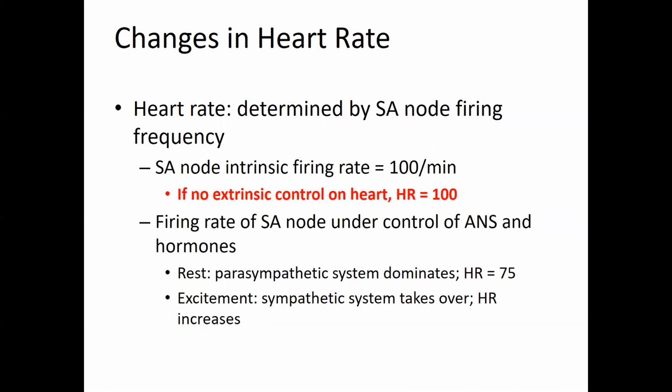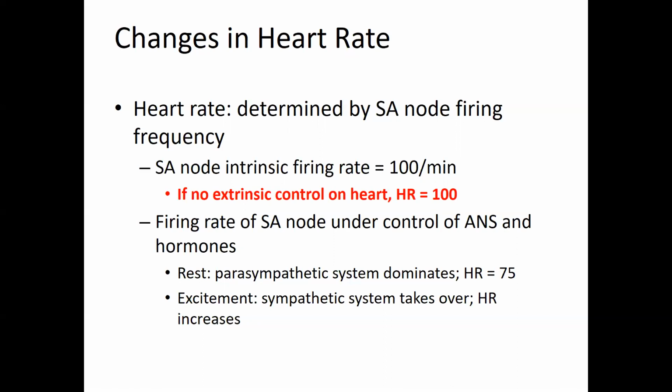When the SA nodal cells are in the body, they are under the control of the autonomic nervous system. And you know that at rest, the parasympathetic division of that nervous system slightly dominates. This is what keeps the heart rate reduced at about 75 beats per minute. Alternatively, if the body is in an excited state, the sympathetic nervous system is slightly more dominant, and we have a higher heart rate. Okay.